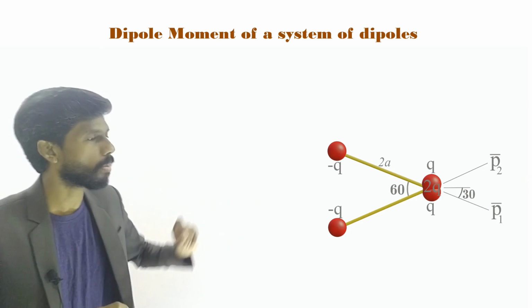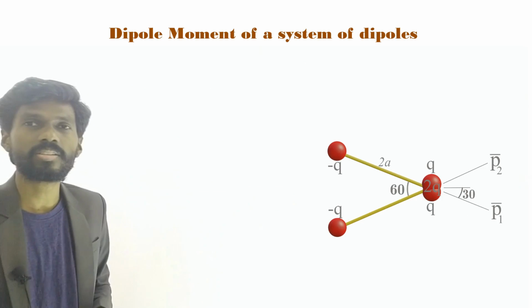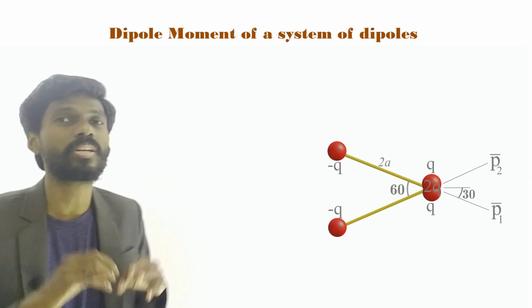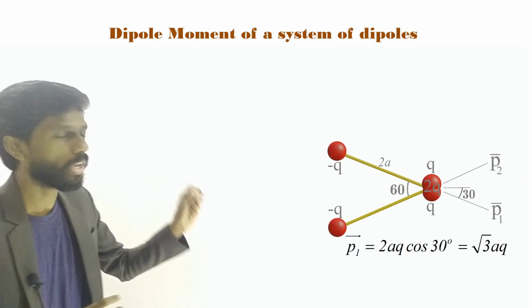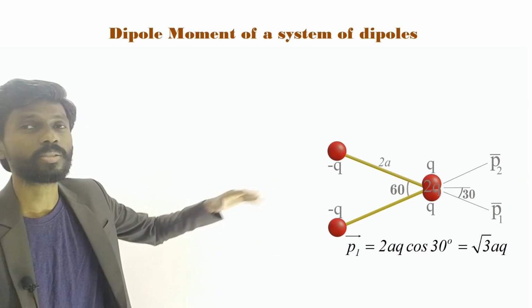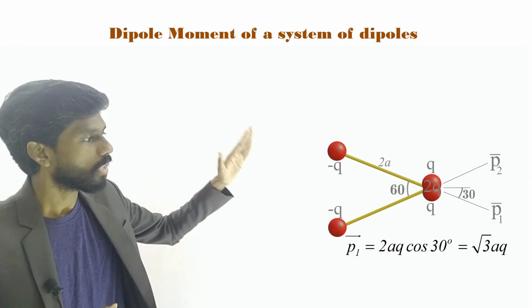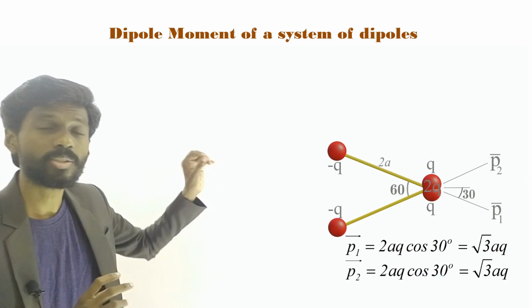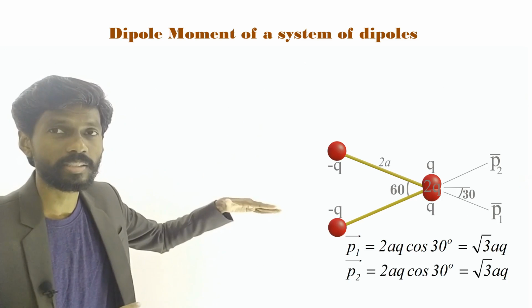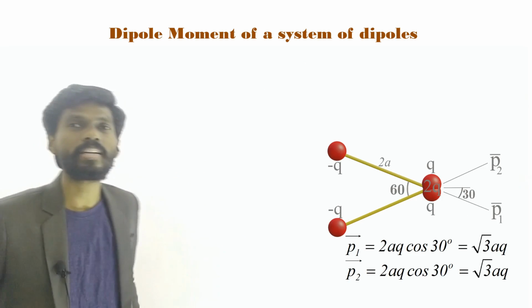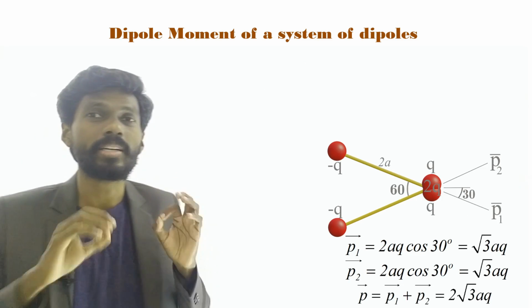So what is the horizontal component? That angle is 30 degrees, so multiply by cos 30 degrees. Do you understand? So 2aq cos 30 degrees is the horizontal component of this one. Similarly, for the other dipole moment, same value, 2aq cos 30 degrees. So if you add these two, we will get the total dipole moment.